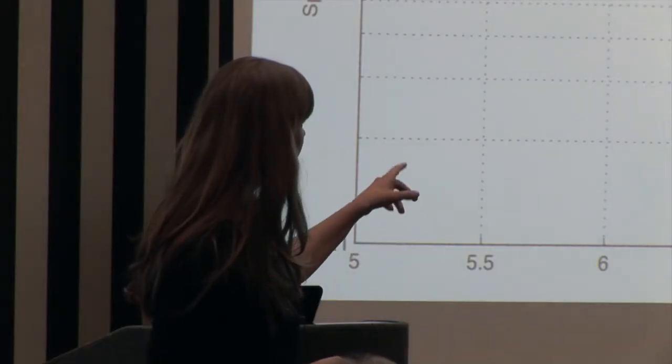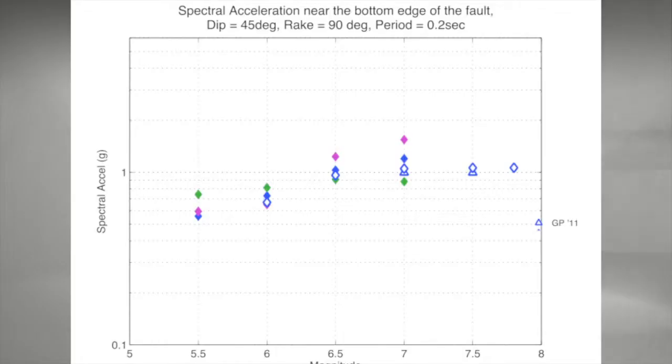Everything that you see basically from the 6.5 over to the right are all surface ruptures. The magnitude 6 with the filled-in dots are also at a 2.5 kilometer depth, except for the one open one. Let me explain really quickly about the Graves and Pitarka 11 and the Graves and Pitarka 12. The Graves and Pitarka 11 were the first simulations that were run for the NGA-West2 project.